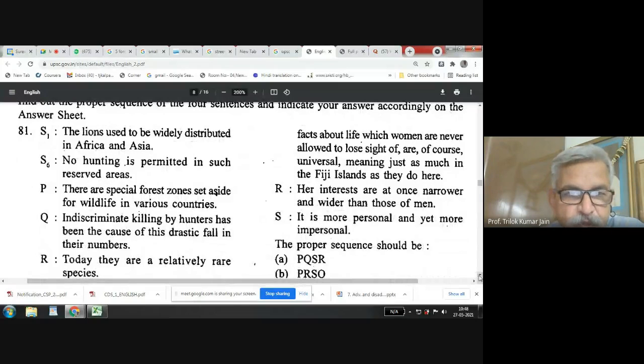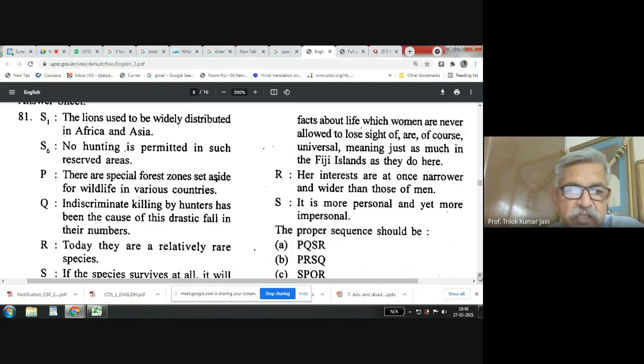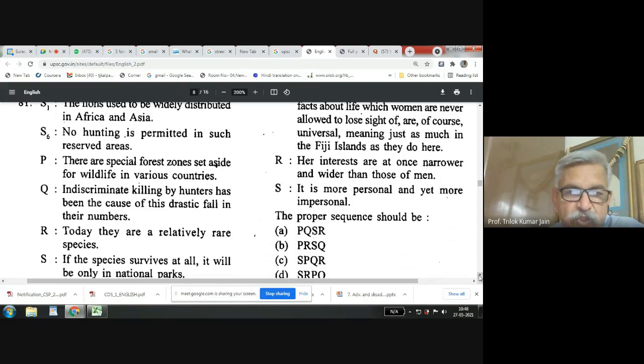Lion used to be widely distributed in Africa and Asia. This is sentence number 1. And sentence number 6 is: no hunting is permitted in reserved area. In between, sentences number 2, 3, 4, 5, you have to tell. There are 4 options, P, Q, R, S.